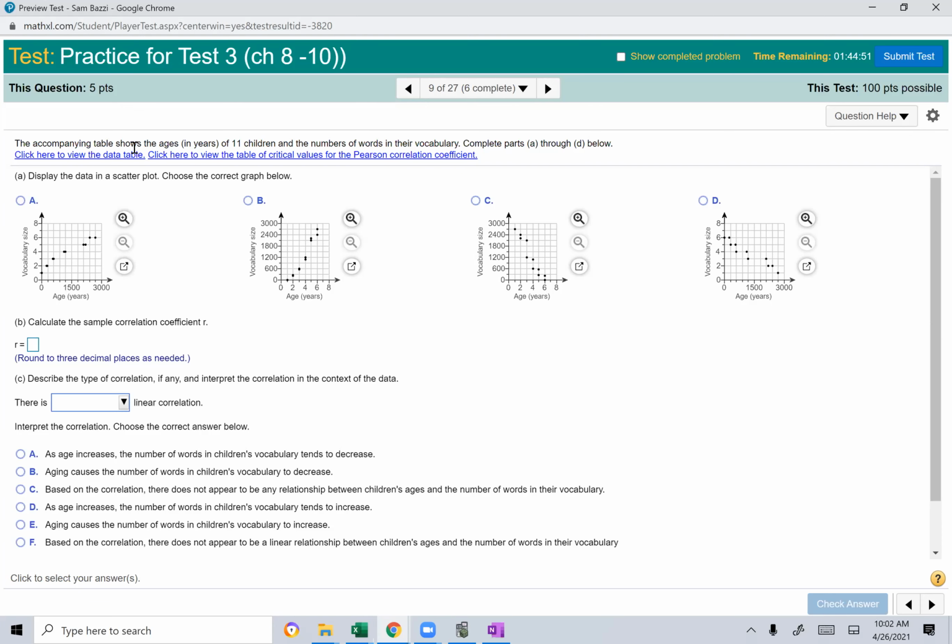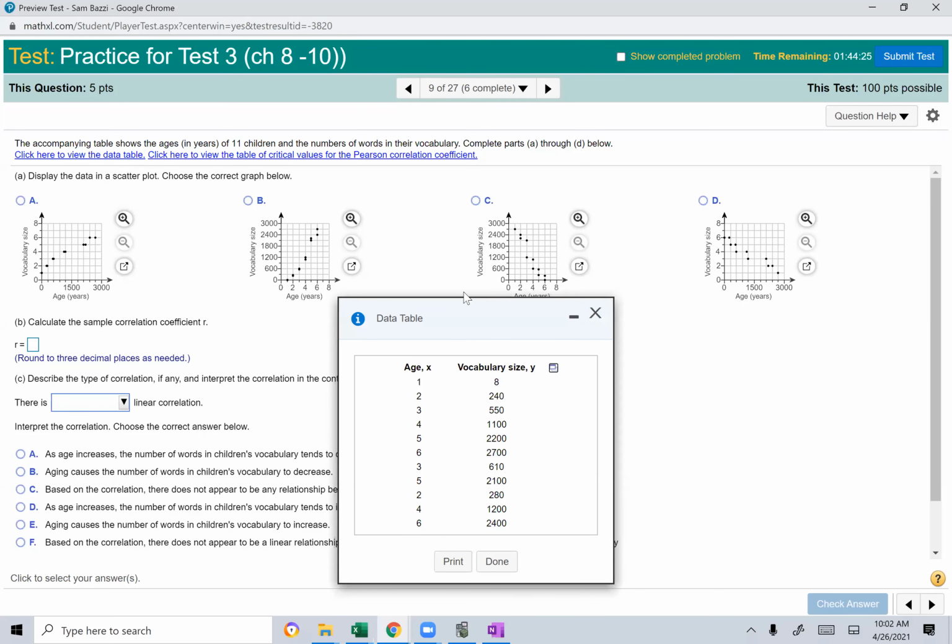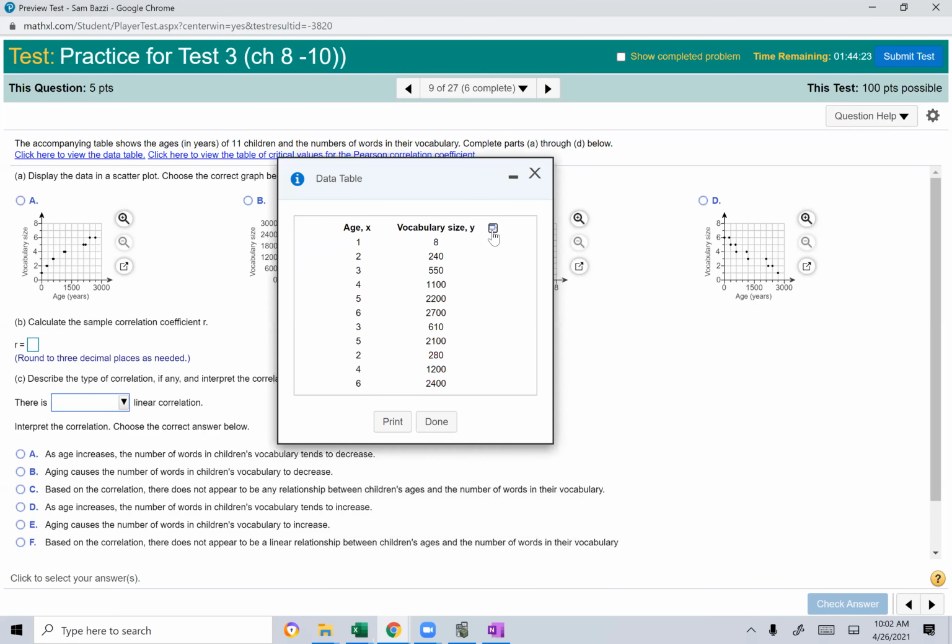The accompanying table shows the ages and years of 11 children and the number of words in their vocab. Complete parts A through D. Click here to view the data table, table of critical values. Calculate the correlation coefficient. Since I'm doing this online, I'm going to show you how you could have done that using StatCrunch. It's much faster than using the TI-84, but we will do one with the TI-84. So click here. Look, guys, this is where it takes you to StatCrunch.